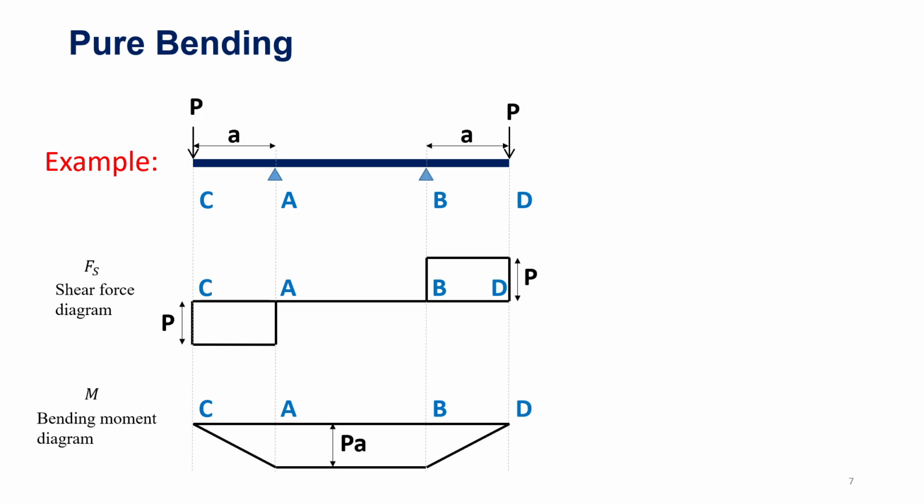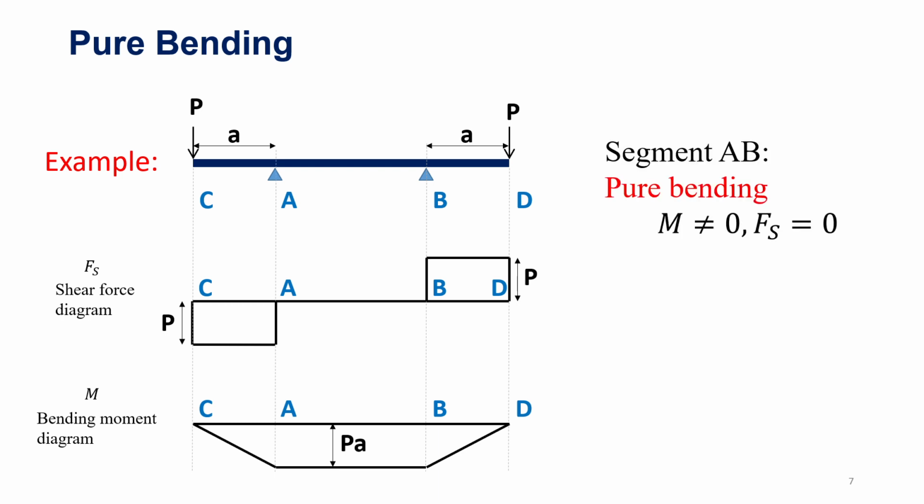So if we draw the shear force diagram and the bending moment diagram here, we can see that the shear force in the segments AC and BD is not zero. But in the segment AB, there's no shear force. The shear force equals zero. Therefore, the segment AB is called pure bending because it has a zero shear force but non-zero moment.